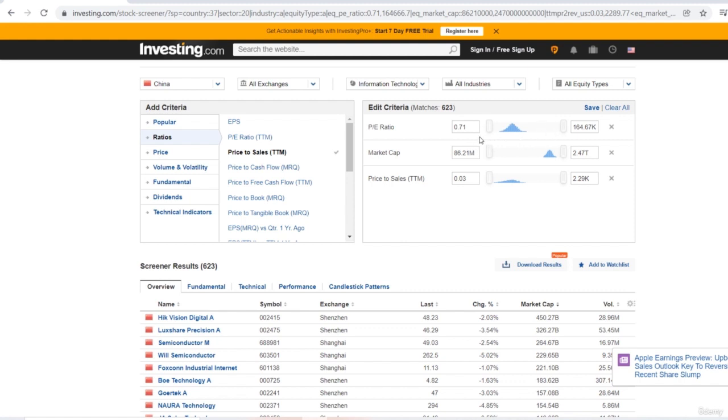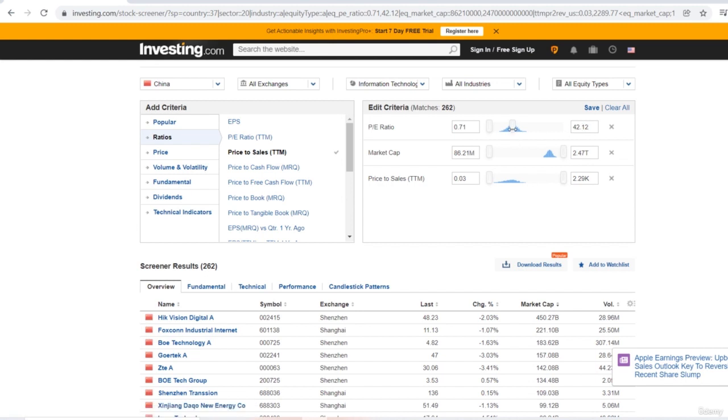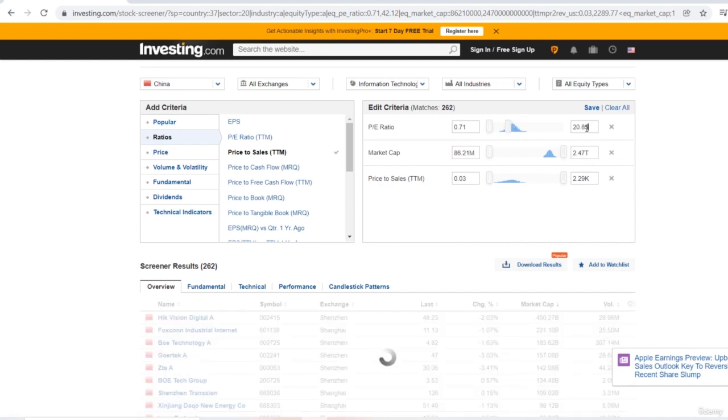But let's say we want to narrow that range down more. So we can either just type a number in here, or we can use the slider right here. So we're going to slide. And let's say we're looking for companies, well, 42 is fairly high. Let's get that down a little further.